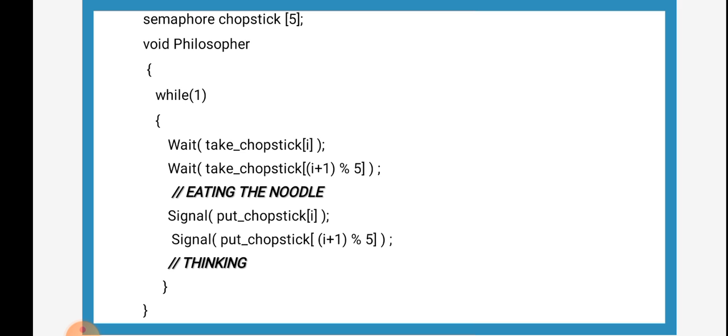So deadlock means what here? The philosopher is waiting. If all the chopsticks or certain chopsticks are busy with some other philosophers, then the particular philosopher is going to keep on waiting for an infinite time or for a particular time. That process leads to the deadlock situation. Clear? So how are we going to avoid this deadlock situation?